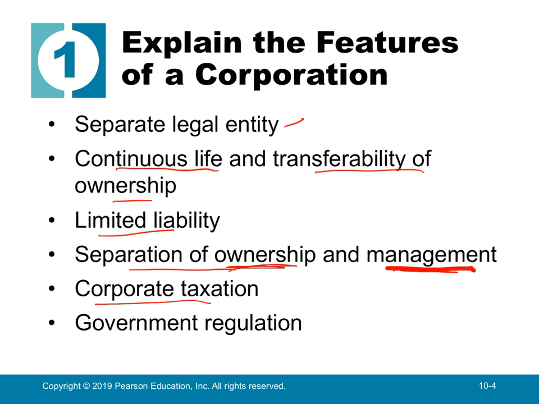You have this level of taxation. If you remember, there's two levels of taxation for a C corporation, which means that the corporation itself will pay taxes and then it pays out dividends to the owners, and the owners have to pay taxes on those dividends. And there's a lot of government regulation around corporations.